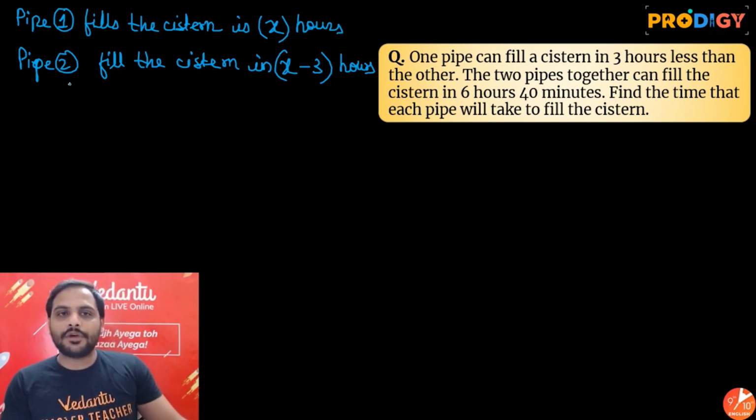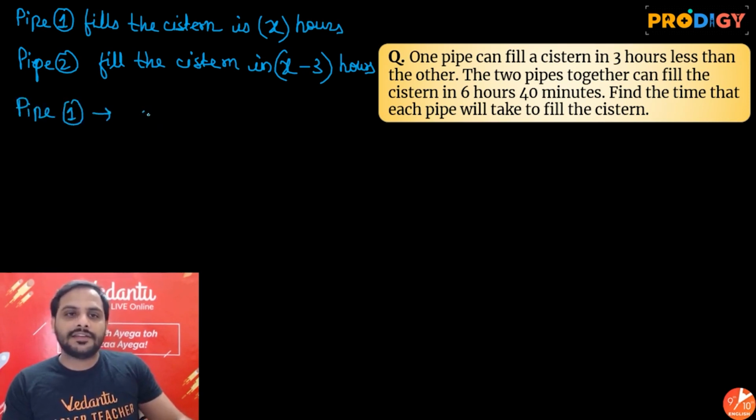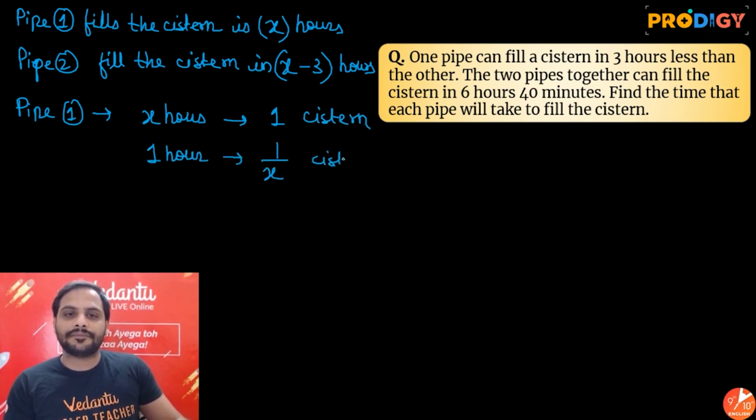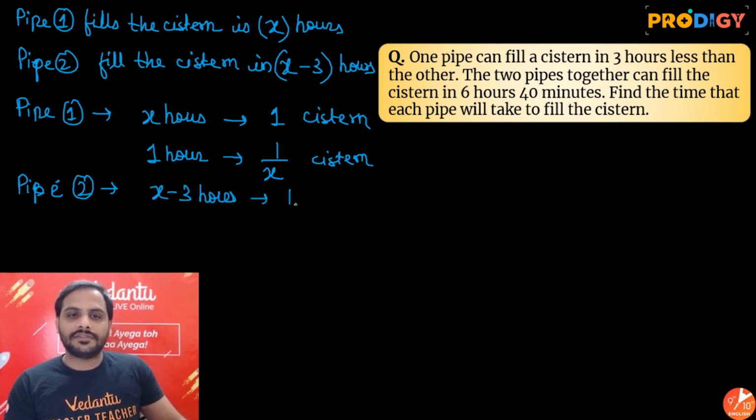Okay? Now look, beta, same logic again for pipe 1. In x hours, it fills one container, right? One cistern. So in 1 hour, how much will it fill? In 1 hour, it will fill 1 by x of the cistern. Cistern means any container. For pipe 2, again same thing. In x minus 3 hours, it fills one cistern. Alright. So in 1 hour, how much will it fill? It will fill 1 by x minus 3 of the cistern. This much cistern it will fill.